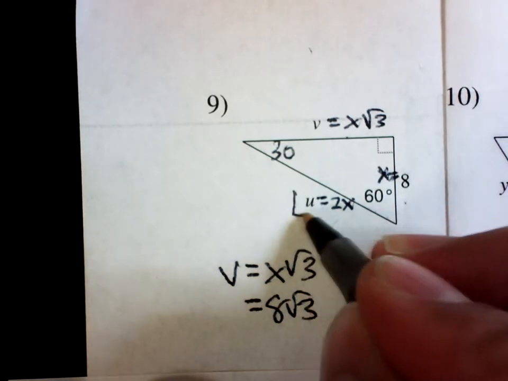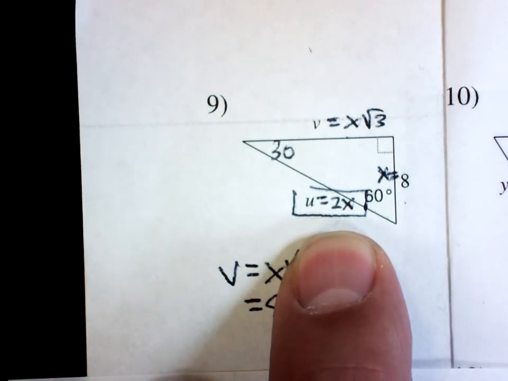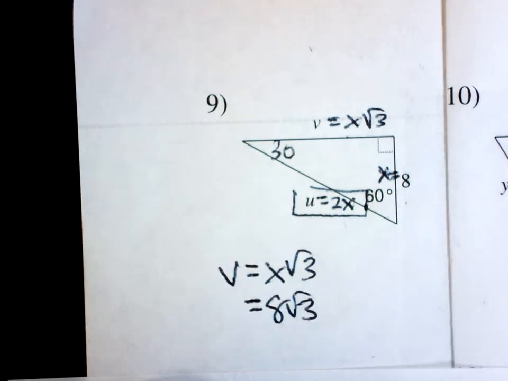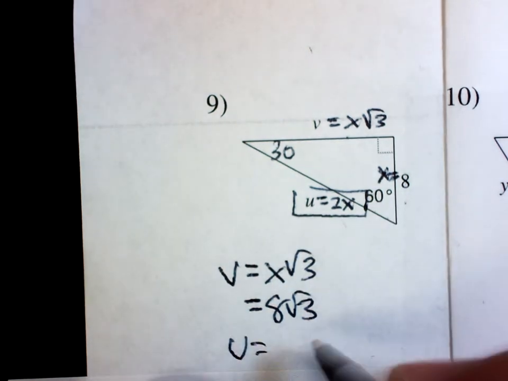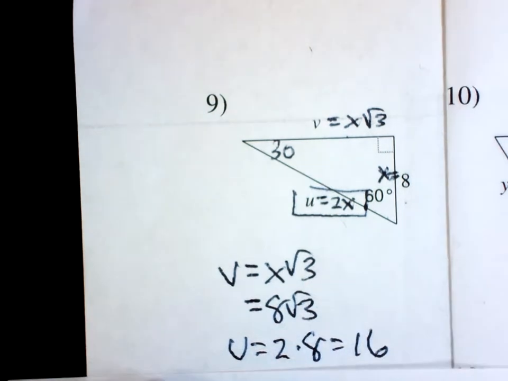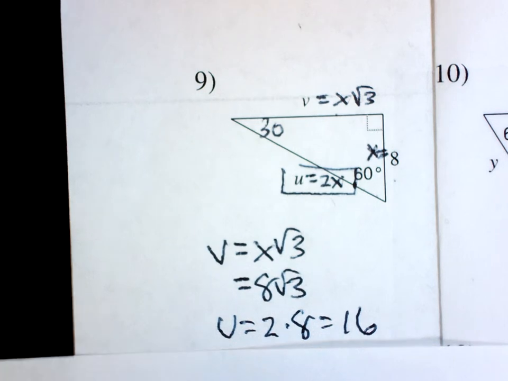Okay, now how do we get the u? Well, it tells us right here how to get the u. It tells us that u is equal to 2 times x. But again, we know right here that x is equal to 8. So u must be equal to 2 times 8, which is just 16. That's it. That's all there is to these problems. Just label the triangle on the paper the way it's labeled on your chart and work it out. Okay, so let's do one more.